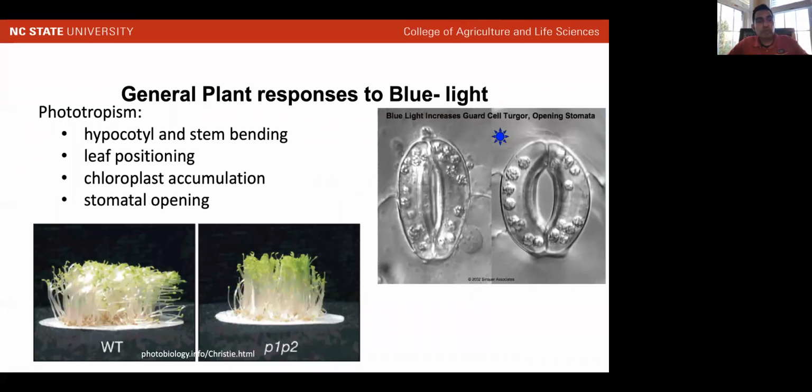These are just general responses to blue light. One of those is phototropism, which is when plants follow the direction of the light. Here you have an example of a wild type plant with a source of blue light to the right, and the plant is moving towards the light. Then you have that same plant, but with a mutation in the phototropin gene, and the plant is not responding to the blue light because that gene is no longer functional. You also have leaf positioning, chloroplast accumulation, and stomata opening. Again, these are general examples of plant responses to blue light.